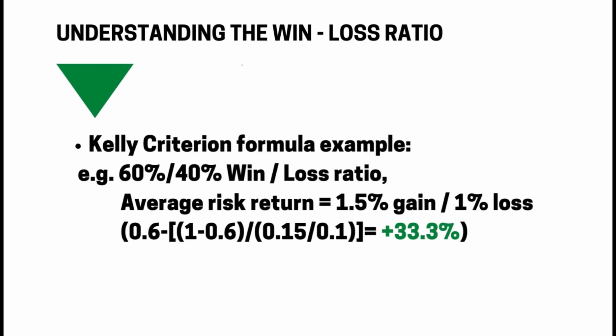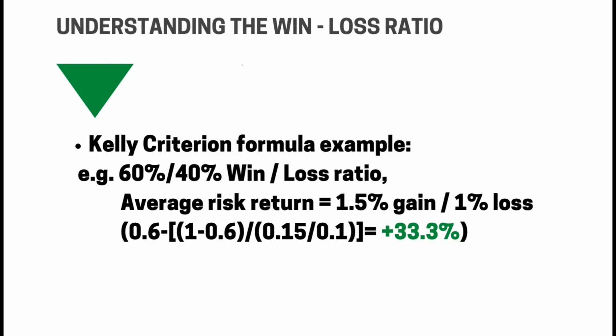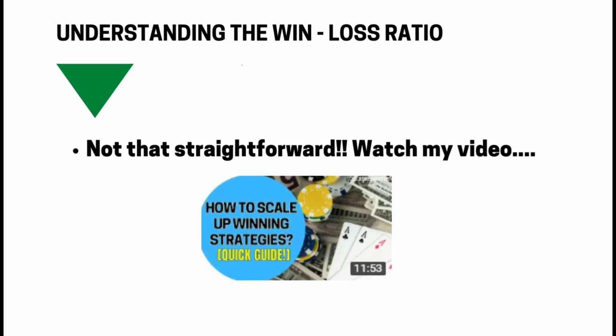Now, example: we've got a 60-40 win-loss ratio, with an average risk return of 1.5% gain to 1% loss. We plug those numbers into the formula and we get a positive 33.3%. That means, for example, you could use 33% of your portfolio on that strategy because it is that good. Now, there's a lot more to the Kelly criterion than just that simple number. A lot of people will divide that 33 by a certain amount to come up with a fixed amount. It's not that straightforward.